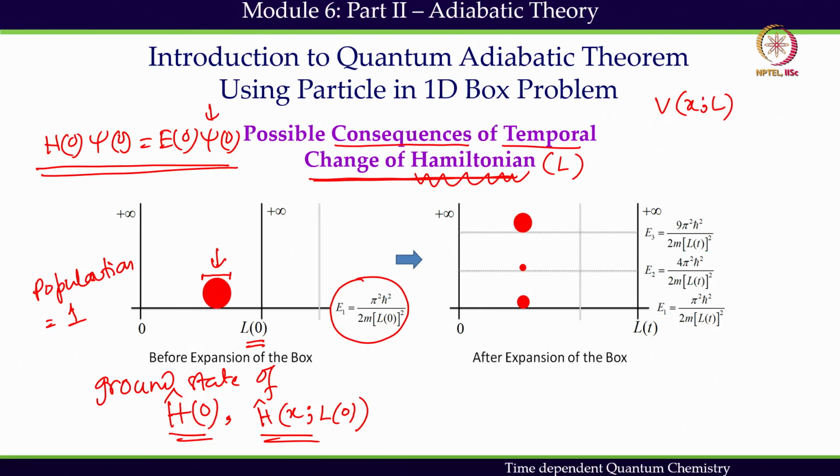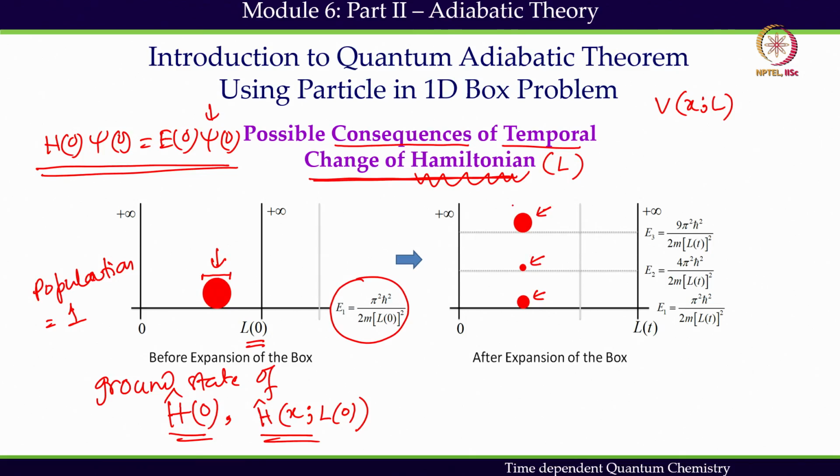Now, after the expansion of the box, it may so happen, this is a quite general consequence we are writing, that the particle is no longer staying in the ground state anymore. This is the general consequence of this kind of temporal change of the Hamiltonian, the temporal change of the parameter which controls the Hamiltonian. The particle may not be staying in the ground state anymore. It may so happen that there is a probability or population in the ground state, and there is a probability in the excited states like this.